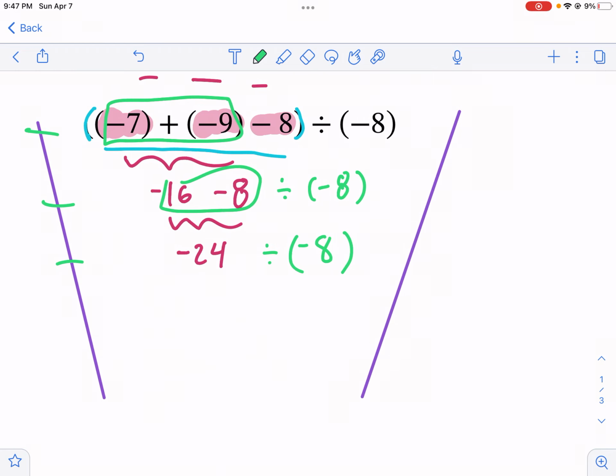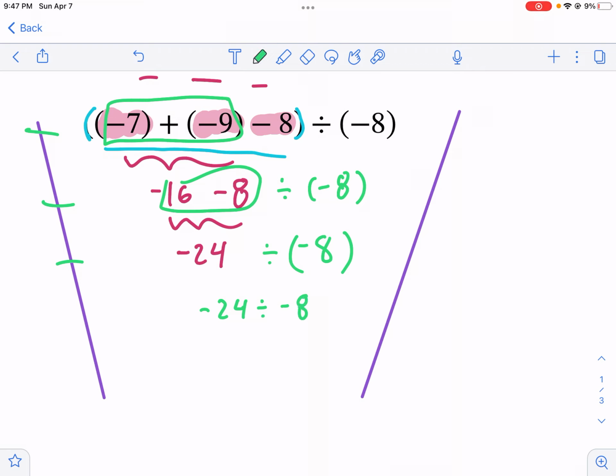So my final step is negative 24 divided by negative 8. If I really wanted to, I could write it like this. This is not necessary. I'm going to apply my division rules for integers, which state that a negative divided by a negative is a positive. I don't need that plus sign, but I'm just writing it there to show you what I'm doing. And then I have 24 divided by 8. How many times does 8 go into 24? That's 3 times.